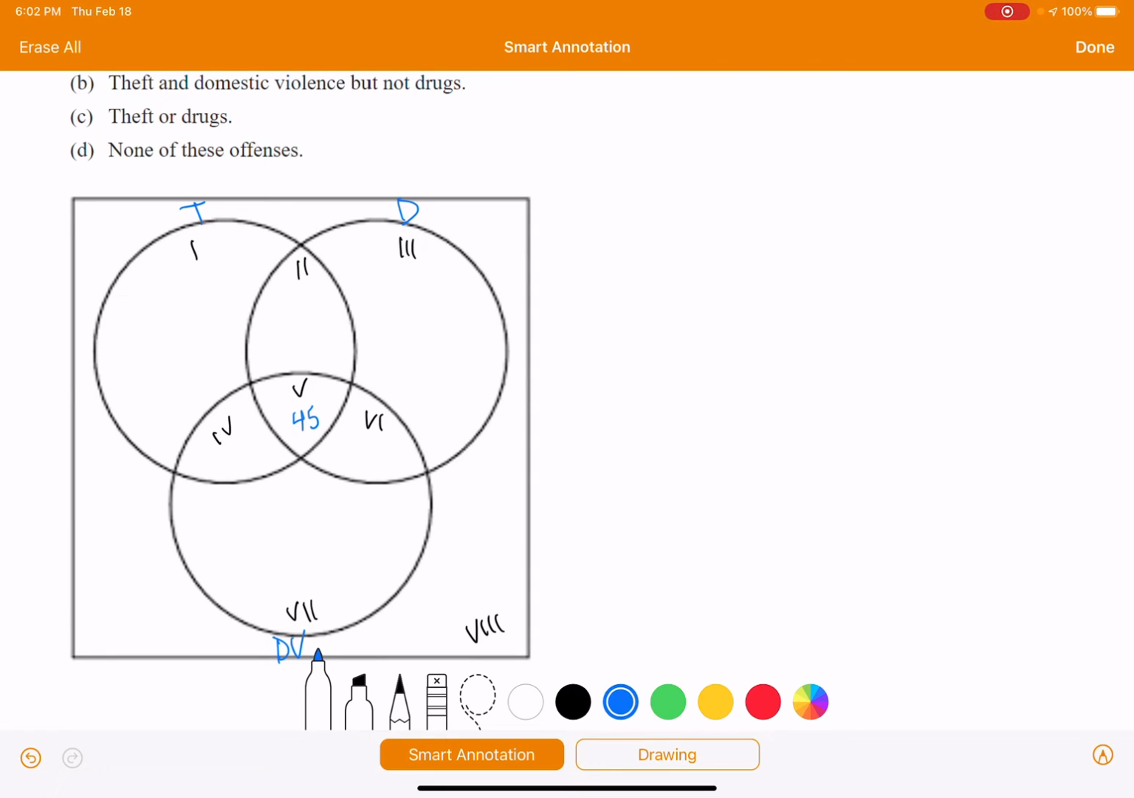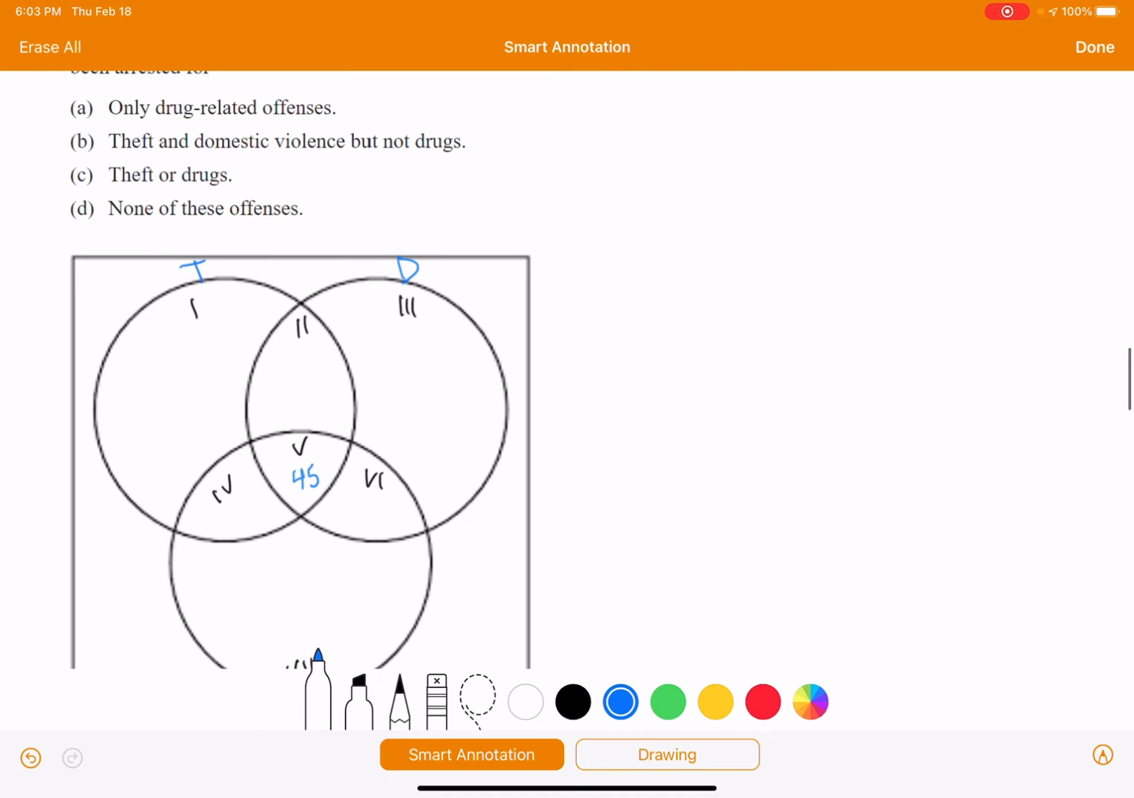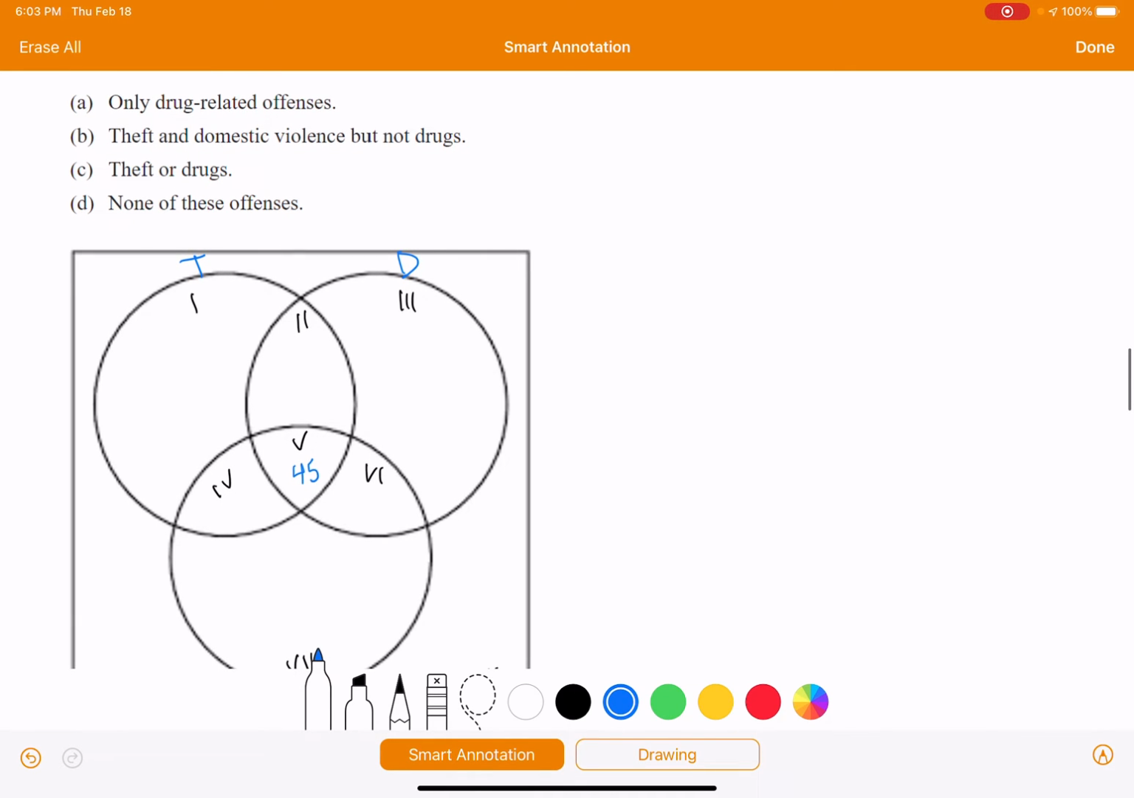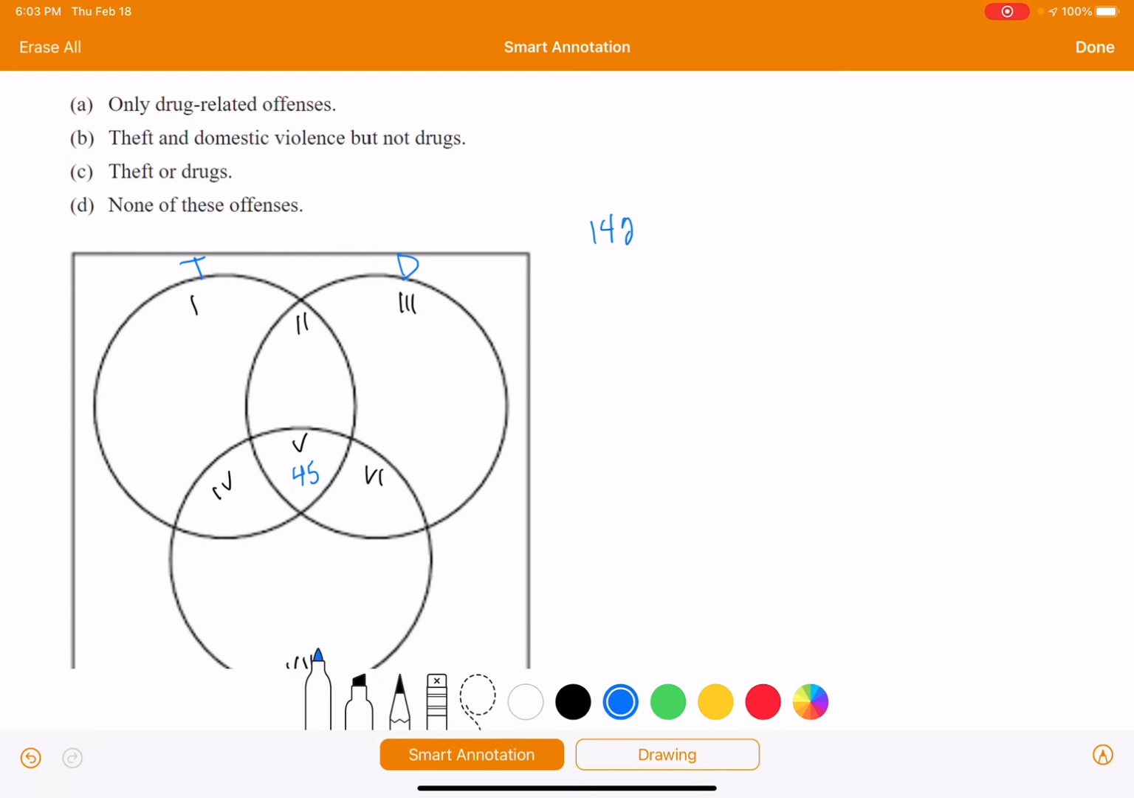All right, next, there are 142 inmates with arrests for both theft and drugs, but we have to subtract the number arrested for all three offenses to find the number in region 2. So we take what we know, which was 142 for both theft and drugs, and subtract that 45 that we were already given. And we end up with 97.